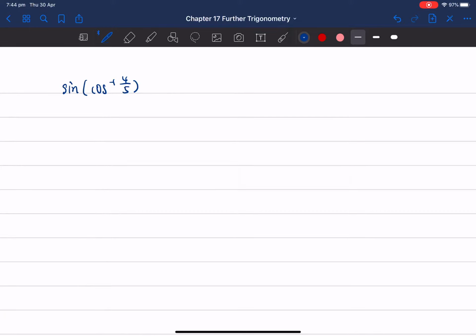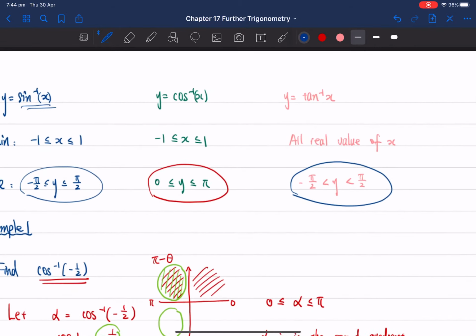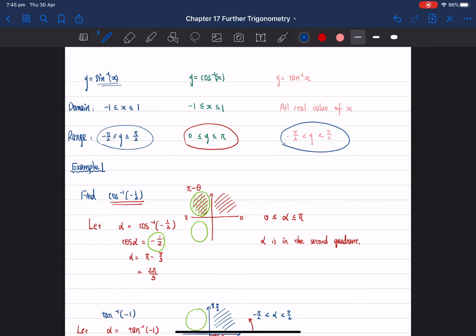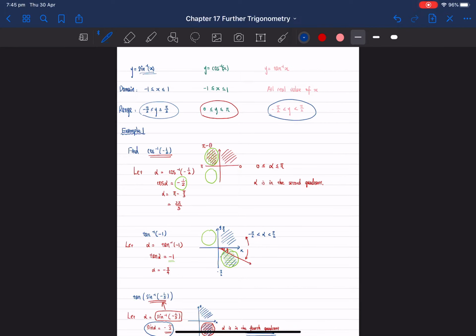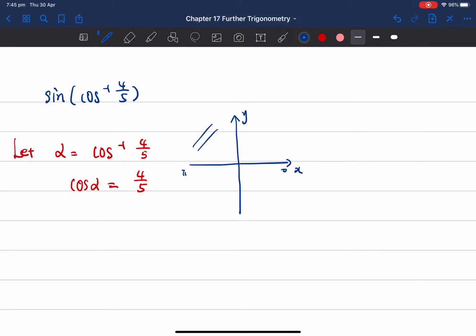So this one, I'm just going to start to solve it. First step, let alpha equal cos inverse 4 over 5. Cos alpha equals 4 over 5. Quadrant diagram. The range of cos inverse is from 0 to pi, so that's something you have to memorize. You need to memorize the domain and range of inverse trig functions. So it's between 0 and pi, so it's this quadrant and the first quadrant.